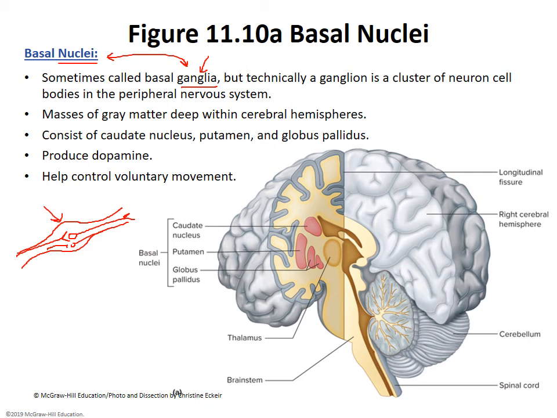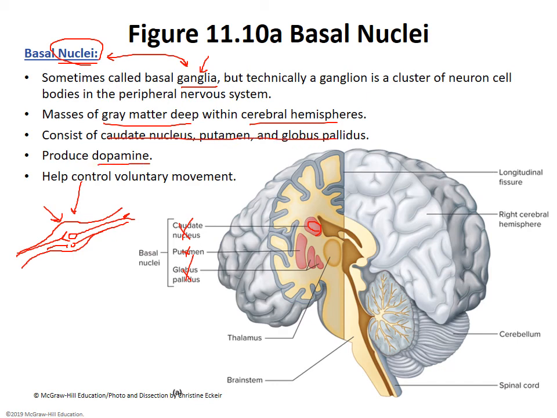Inside the central nervous system, they're just pockets of gray matter, as it is here. They are generally called nuclei. It's still the same thing, it's just that there's not going to be a swelling on it. All right, so you don't have to know the three different parts of it here, but this is some of the things I want you to know about the basal nuclei. They are masses of gray matter deep within the hemispheres. You don't have to know the parts of it. You are going to know about dopamine.